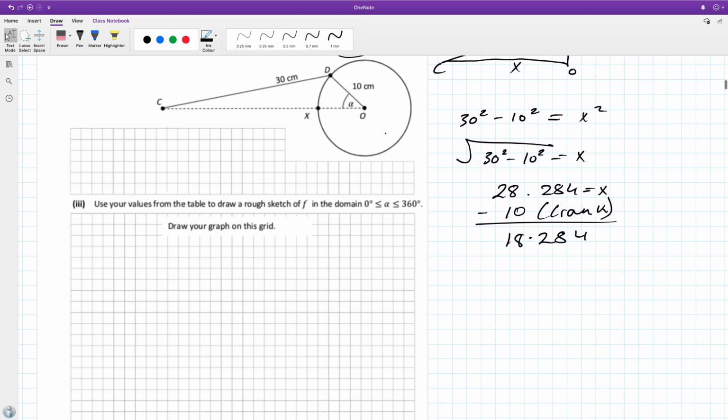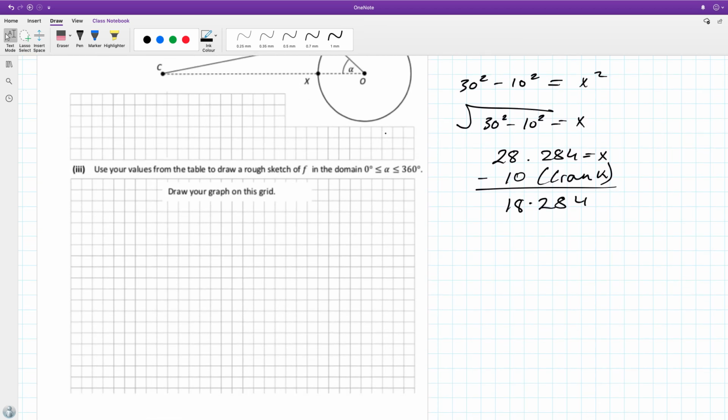Right, off you go, draw a little graph. I'm going to jump to the jacks really quick.